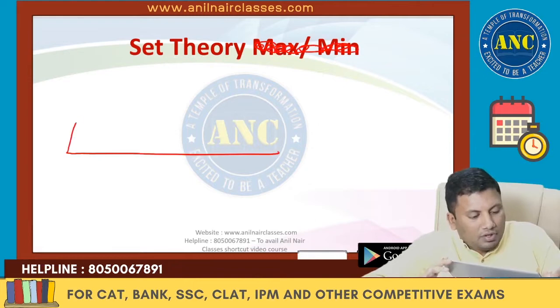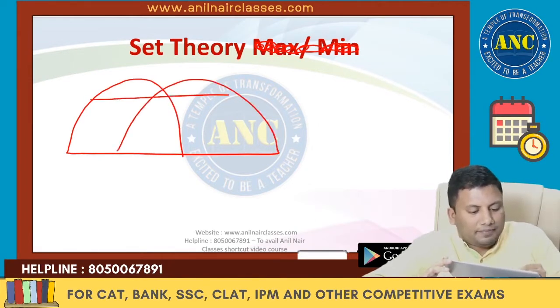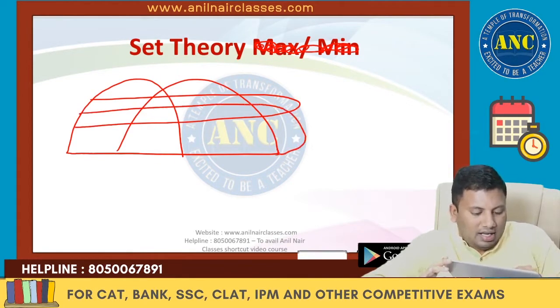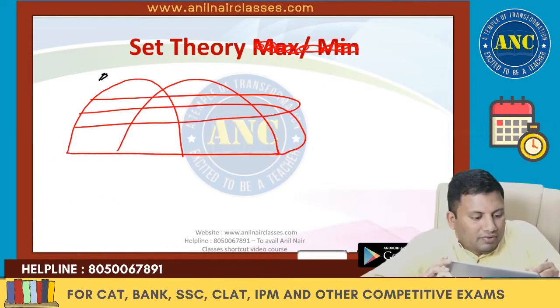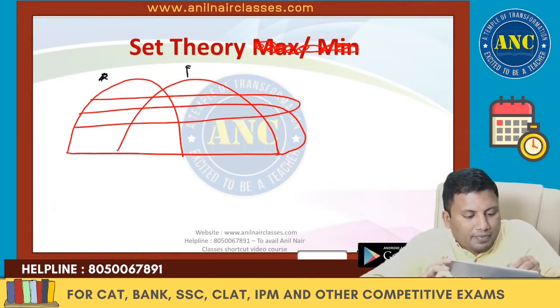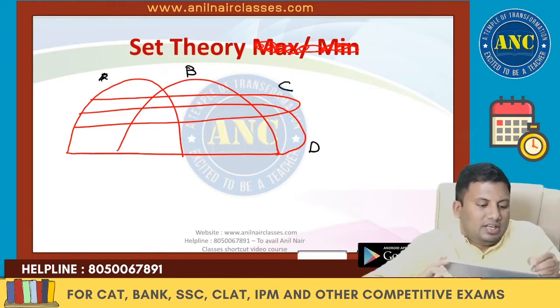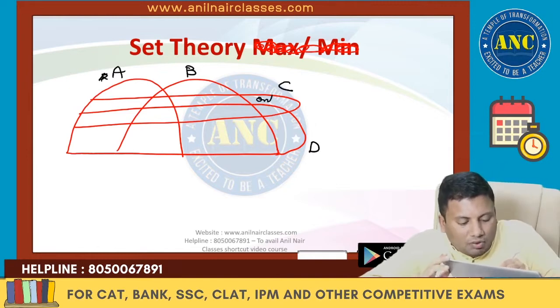Draw a semicircle, draw a semicircle, draw a circle like this. Now you do it one by one. This is A, this is B, this is C, this is D. A, B, C, D. This is nothing but only C.